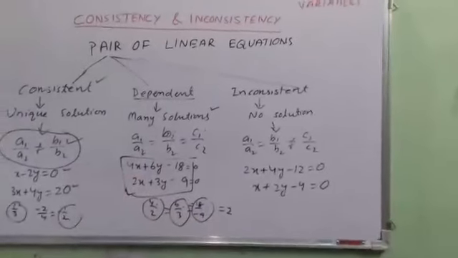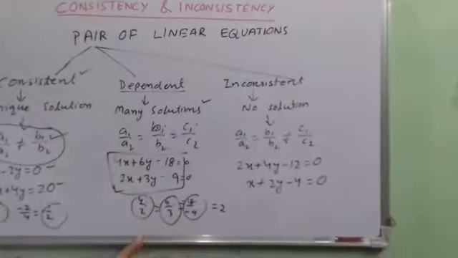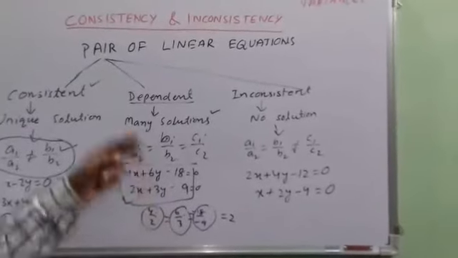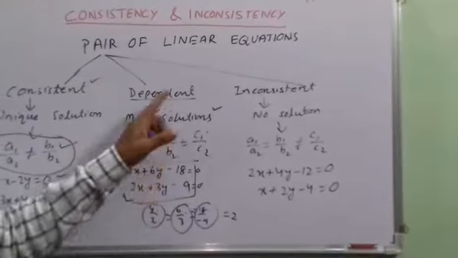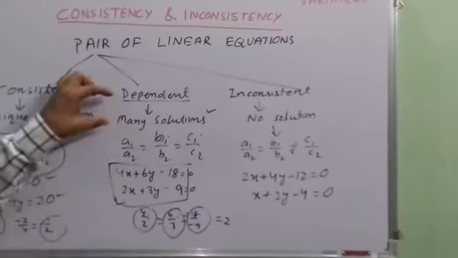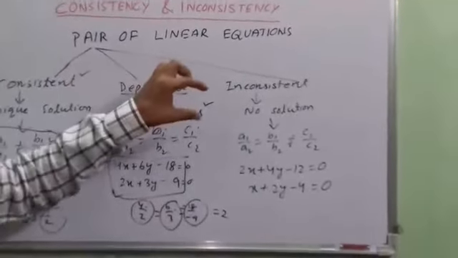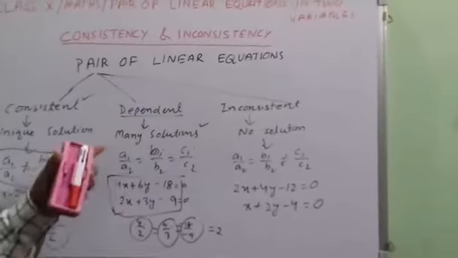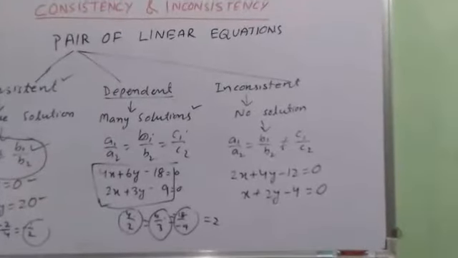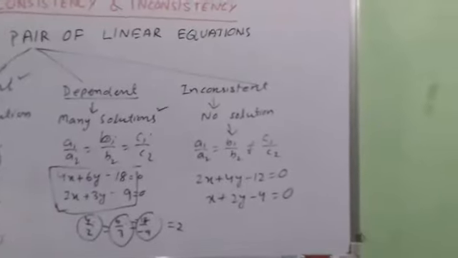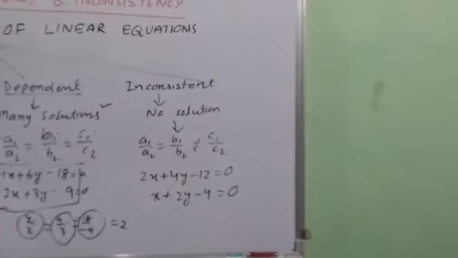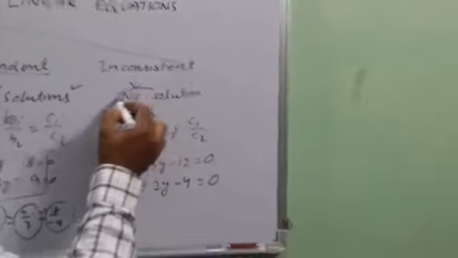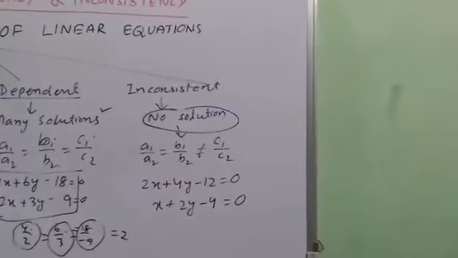Okay. So if in any two equations we find that the value of a1 by a2 equal to b1 by b2 equal to c1 by c2, then we can say that they have many solutions, and the graph of this equation will be coinciding, as we have seen in the second graph. Now come to the third one, inconsistent. Okay, and here we shall not get any solution.